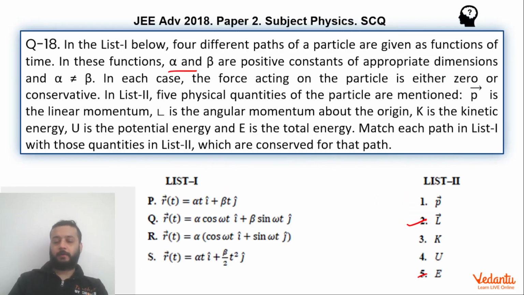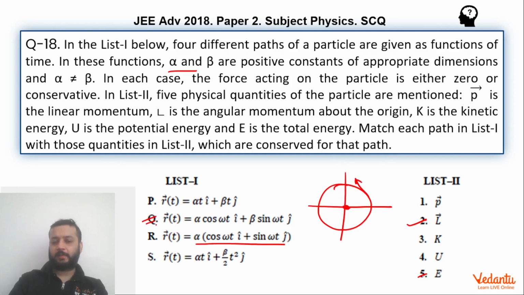Let's go back to option R, which is alpha cos omega t plus alpha sin omega t. Now this is the same case that we talked about here, like if alpha becomes equal to beta. So you can very easily see that this is a uniform circular motion, right? So in uniform circular motion, angular momentum is conserved about the origin. We can say that MVR about the origin, angular momentum remains conserved both in direction as well as in magnitude.